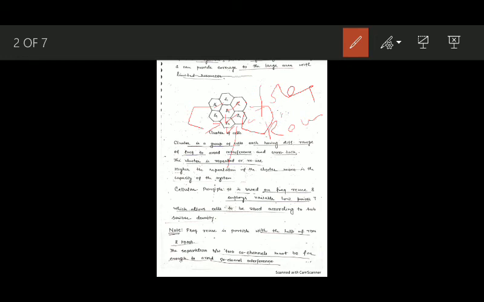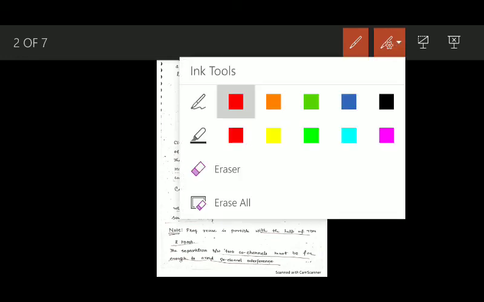So this concept is used here for the operation of any cellular network. The cluster is a group of cells having different ranges of frequency to avoid interference and crosstalk. As I told you, we have chosen different frequencies to avoid interference and crosstalk with nearby channels. Suppose this f7 cell doesn't interfere with f1, f2, f3, f4, f5, f6.